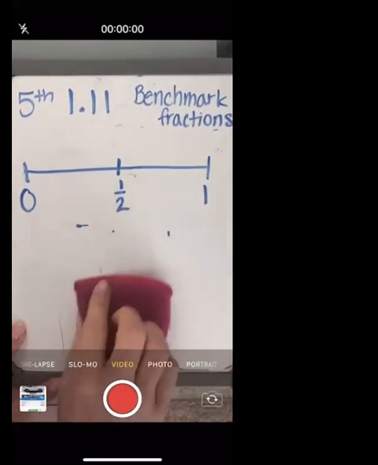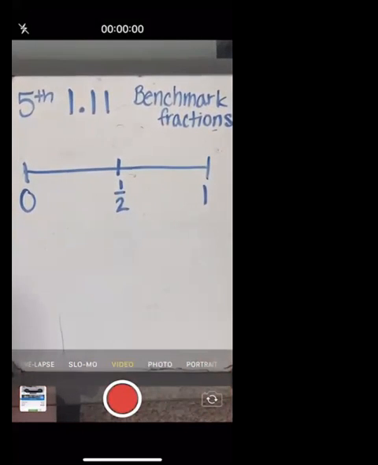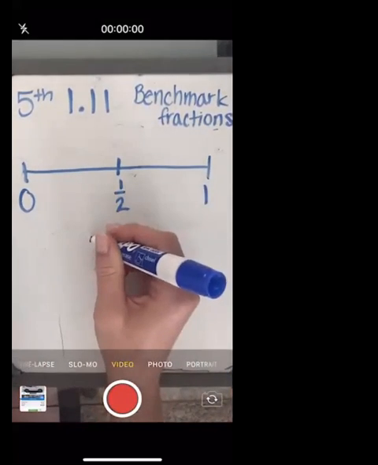I want to give you one more really quick. I'm going to give you a little bit trickier one here.